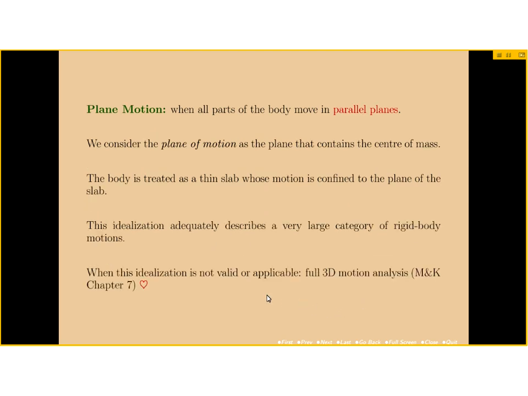Now, when this idealization is not valid, and we will say more about this in the beginning of Chapter 6, it is then necessary to do a full three-dimensional motion analysis. And this is described in Meriam and Craig in Chapter 7. But in this course, in the MSD 210 course, we will not be treating Chapter 7. We will be skipping over it. But let me perhaps just point out that depending on where you're going to end up as an engineer after your studies, it may be necessary for you to actually study Chapter 7 on your own.